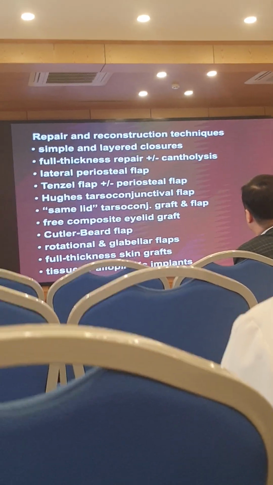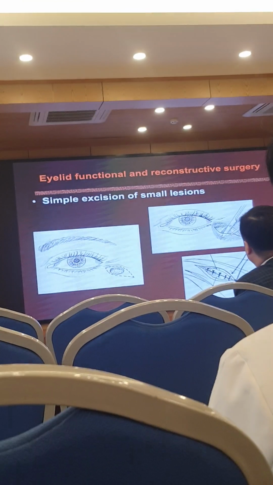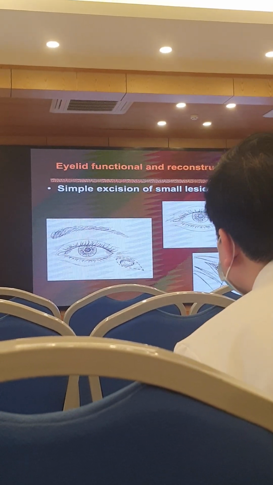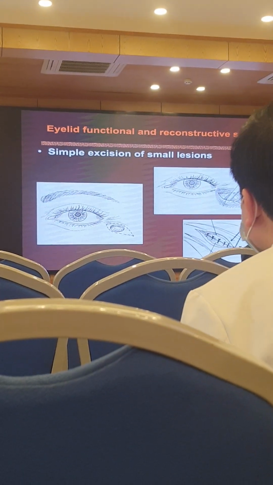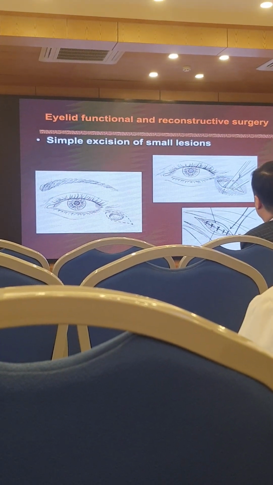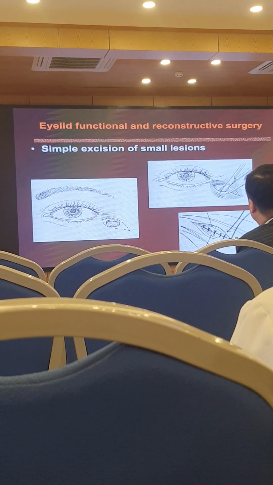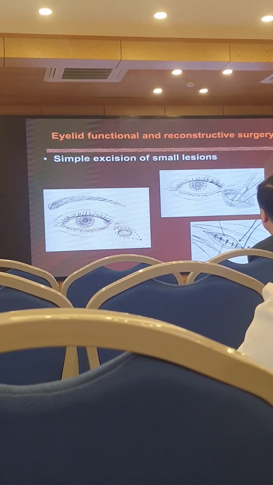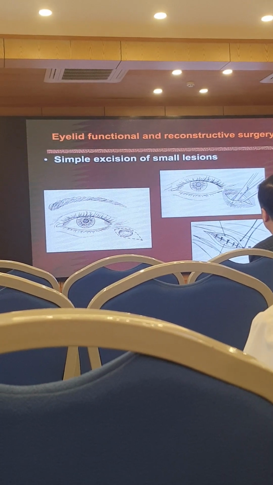Now we'll talk about some reconstruction techniques, and we'll go one by one. With simple excisions, often you can just excise the lesion, lightly cauterize the excision site so it doesn't bleed, put some ointment on it, and send the patient home. See them back in 6 weeks, and it'll be completely healed. No sutures. If it's a little bit larger, then we just do a simple closure.